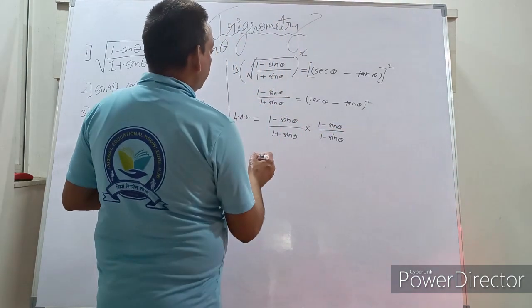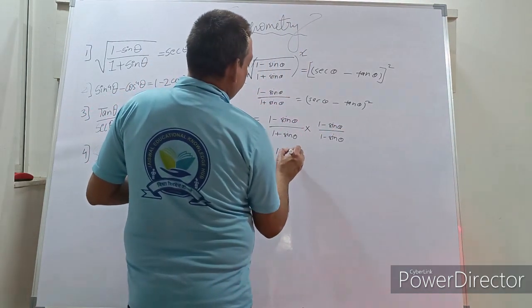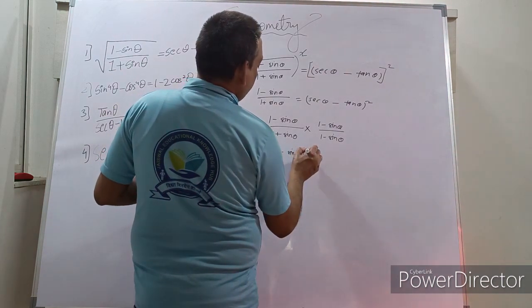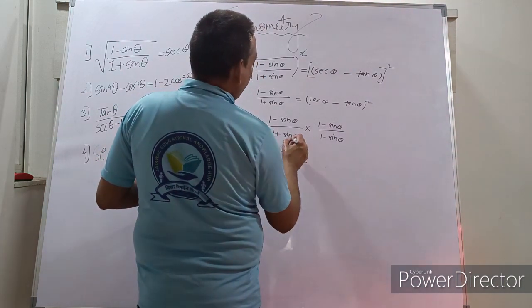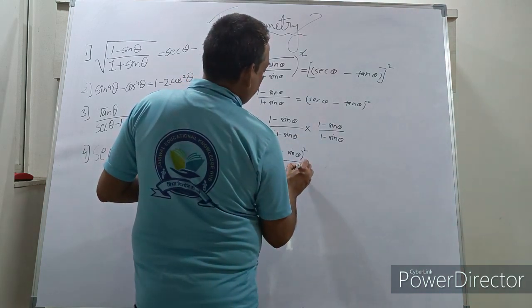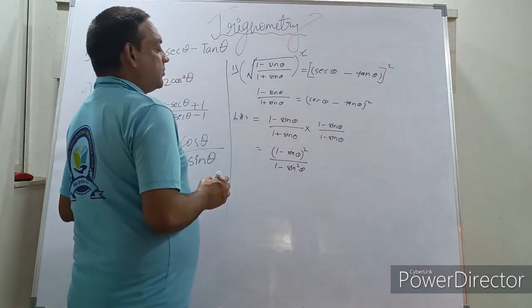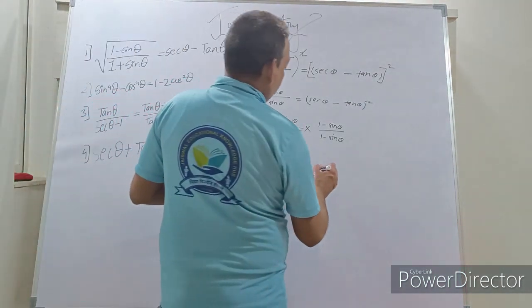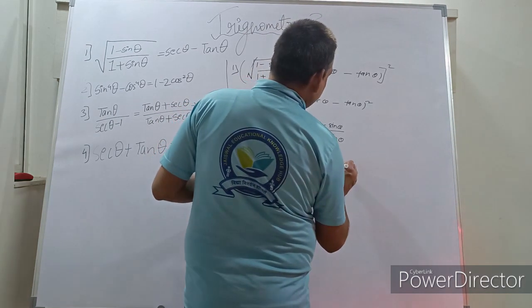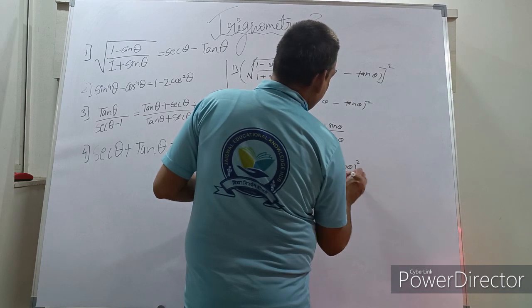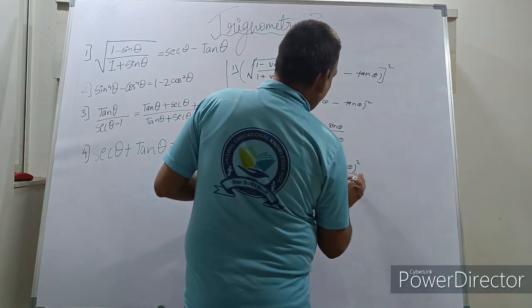Okay, so now this becomes (1 minus sin theta) the whole square upon (1 plus sin theta)(1 minus sin theta), which becomes 1 minus sin square theta. Now what is 1 minus sin square theta? That becomes cos square theta. So indirectly we have (1 minus sin theta) the whole square upon cos square theta.